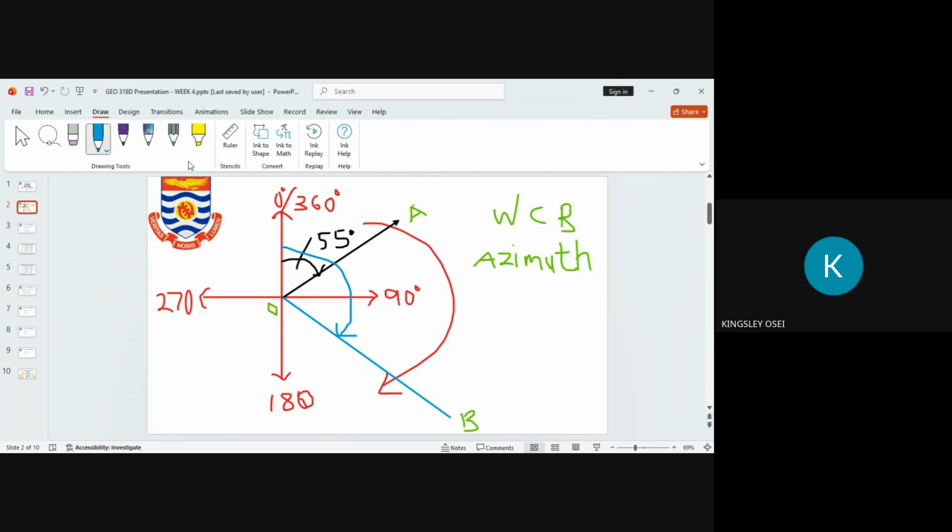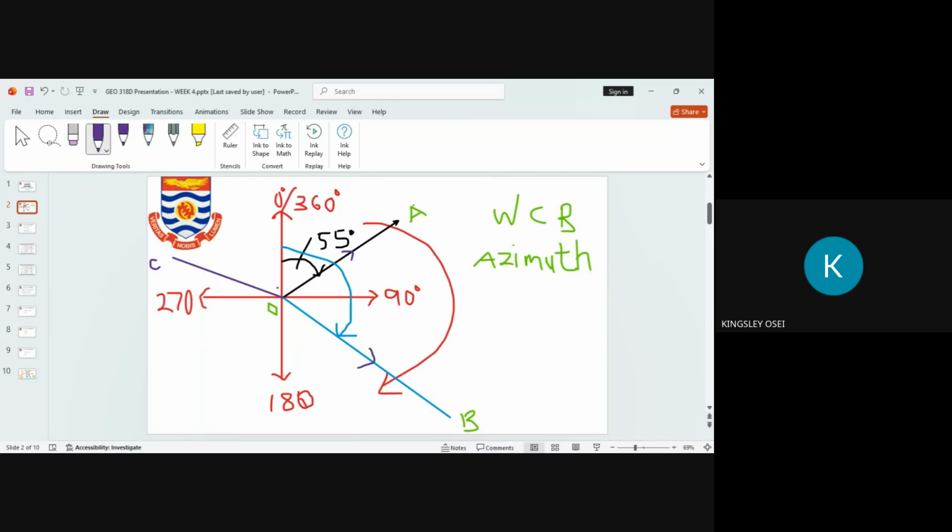Let me bring in the third line, and let that line go this way. Let me call the line OC, so this end is C. Typically, what it means is that the line should be pointing this way. They move from O and then head towards the point at the end there.